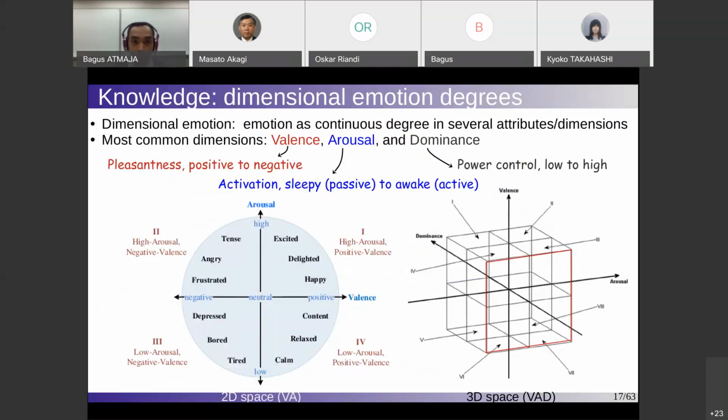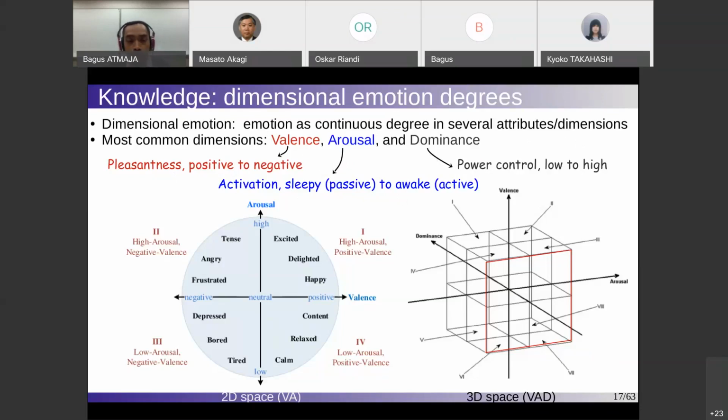So dimensional emotion in this case is emotion as a continuous degree in several attributes or dimensions. The most common dimensions are valence, the degree of pleasantness from positive to negative, then arousal, the degree of activation from sleepy to awake, and then the last one is dominance, the degree of power or control. There are also other models, but the most common one is this model.